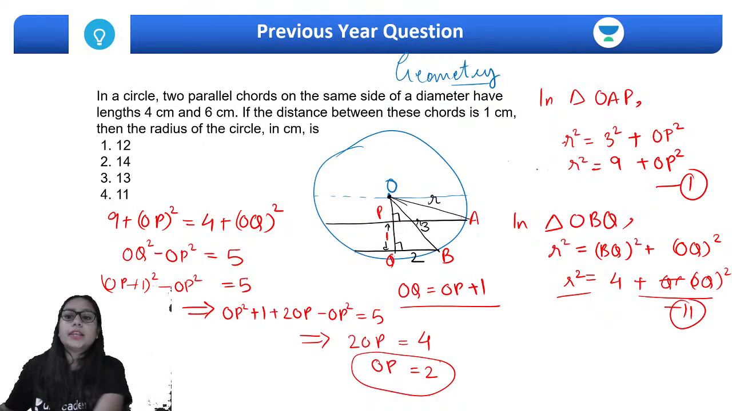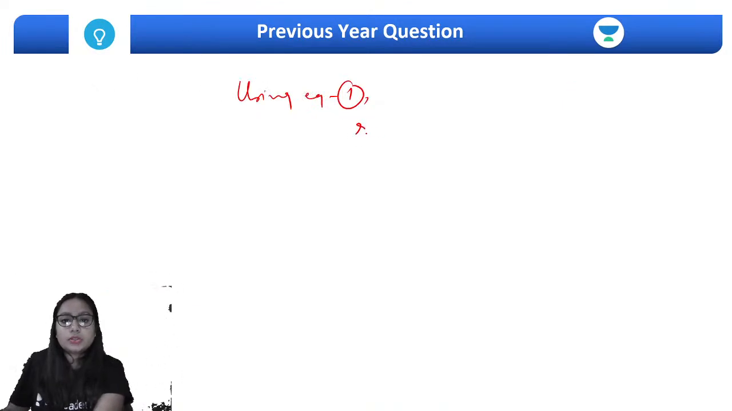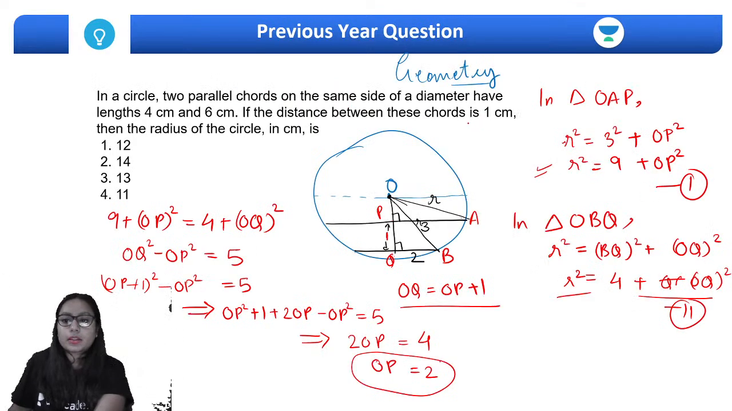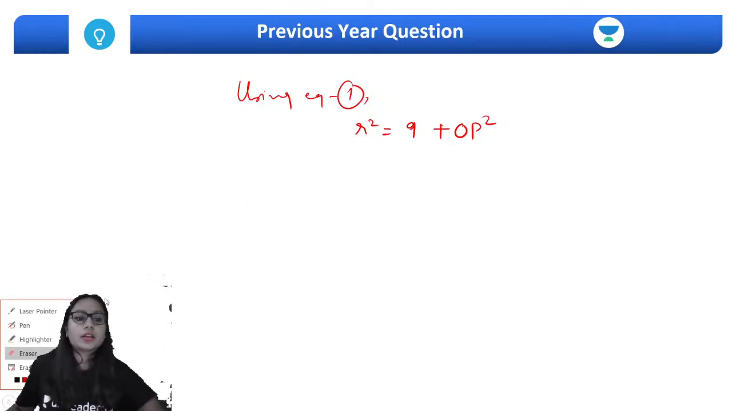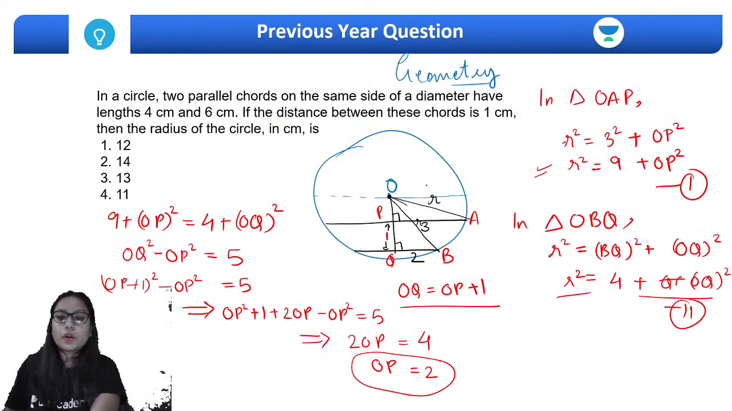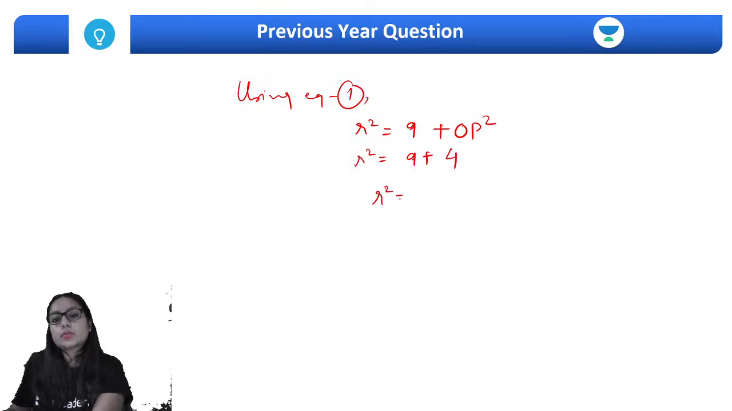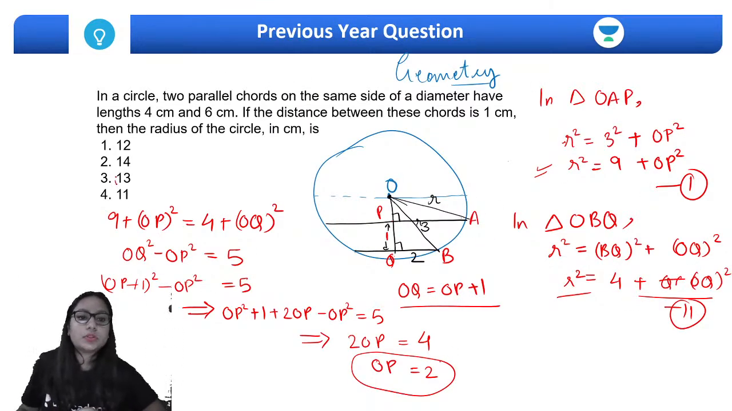Since the value of OP is 2, I can calculate the value of r using equation 1. R square is equal to 9 plus OP square. Okay, let us do this again. R square is equal to 9 plus OP's value, which we have got as 2, so 4. Hence r square is 13. The radius of this circle is root 13. So root 13 is the correct answer.